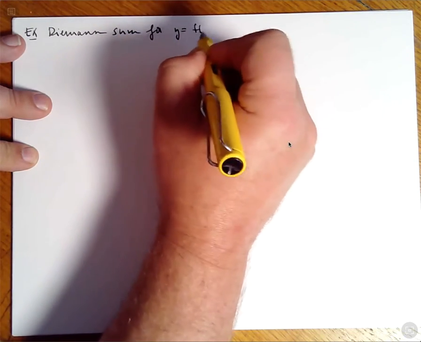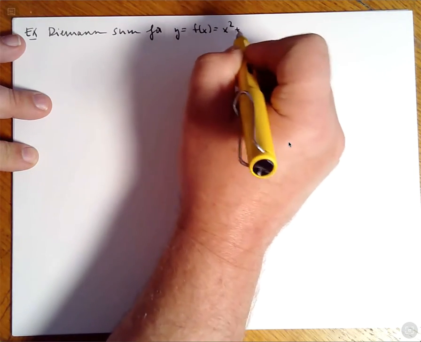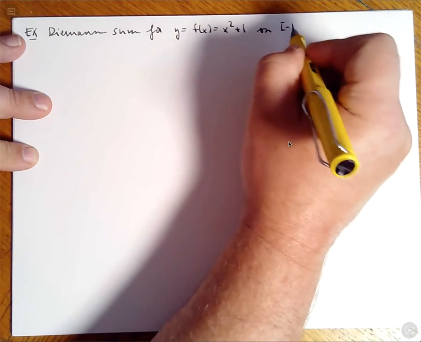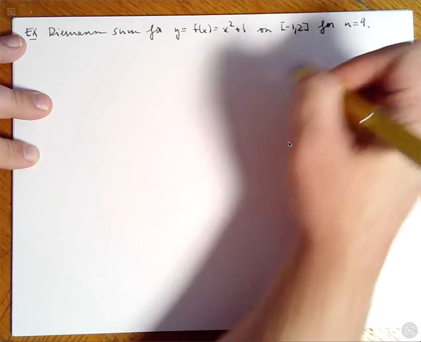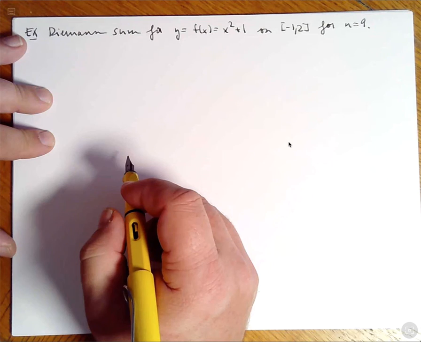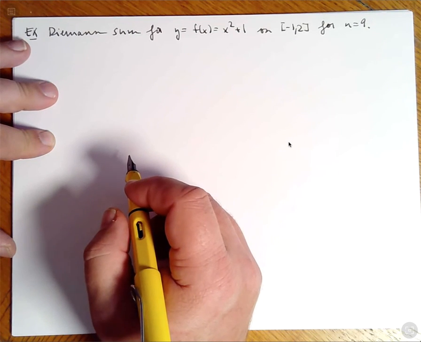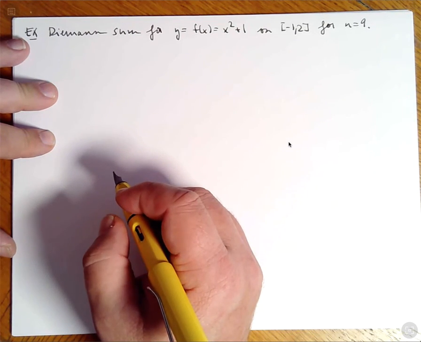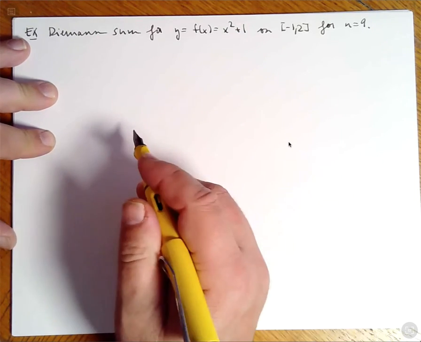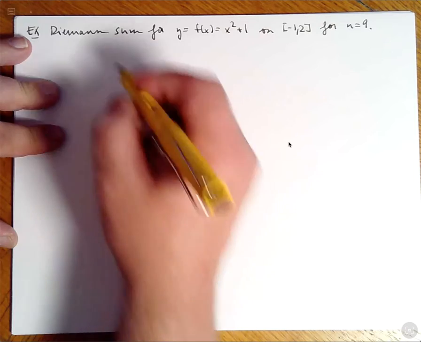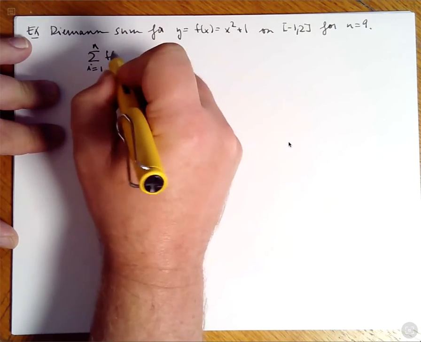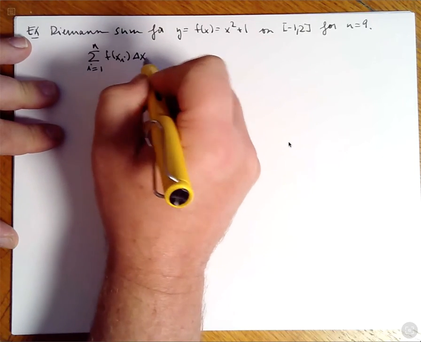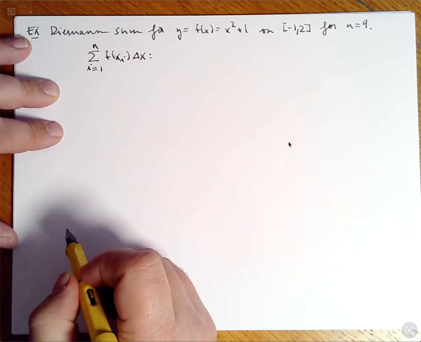For y equals f of x equals x squared plus 1 on the interval from minus 1 to 2, for n equals 9. So we'll have 9 rectangles, 9 subintervals of our interval from minus 1 to 2. So what does this Riemann sum look like? Well, let's build it. Let's start knowing that a Riemann sum looks like this, and let's figure out what we need to know.